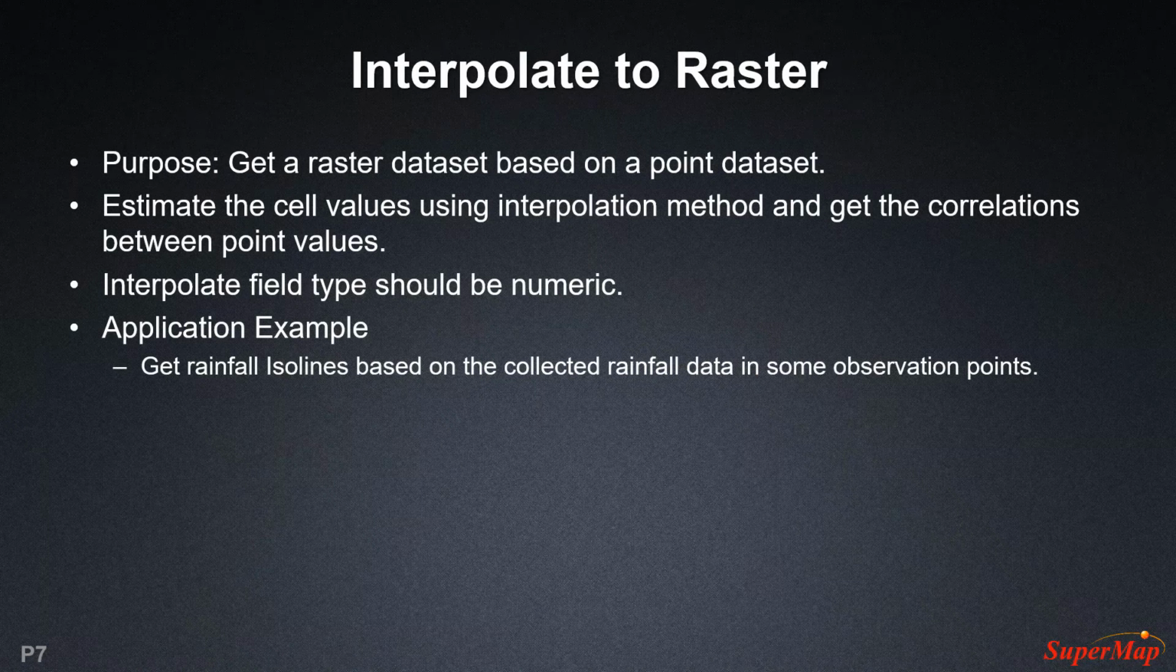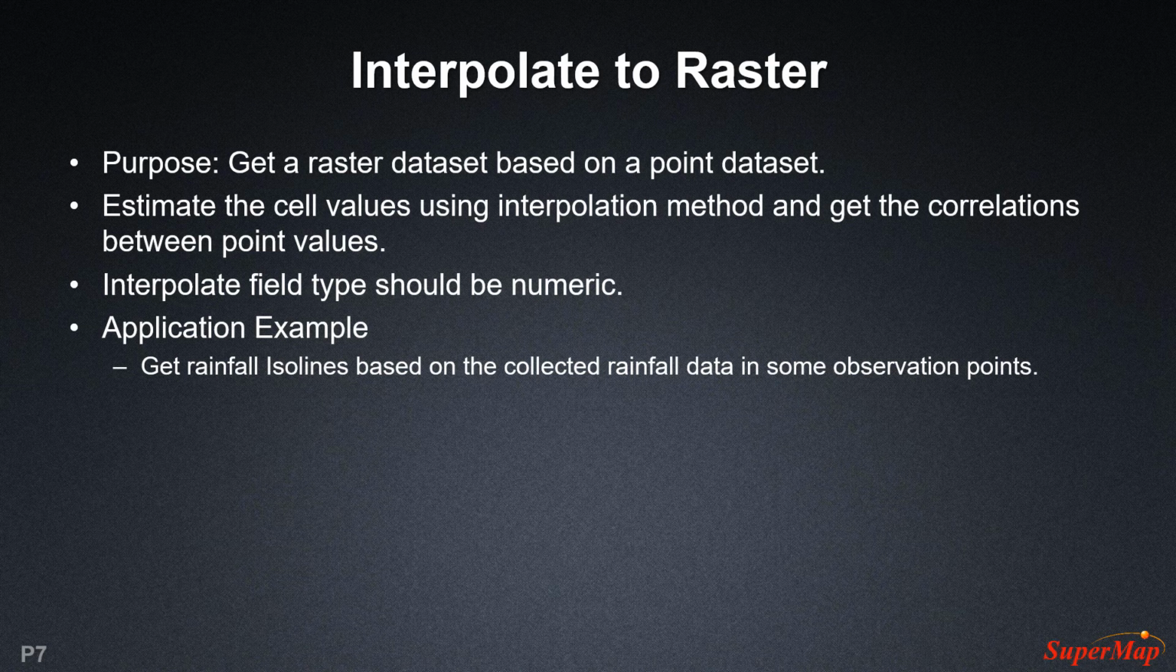Now let's talk about interpolation. What is interpolation? Interpolation is a process of predicting or estimating values at unmeasured points using sample points with known values. Interpolation within an extent is to estimate data for unsampled points using known data at measured points within the same region. So what is the purpose of interpolation? The purpose is to get a raster dataset based on a point dataset. We estimate the cell value using an interpolation method and get the correlations between point values. The interpolate field type should be numeric.